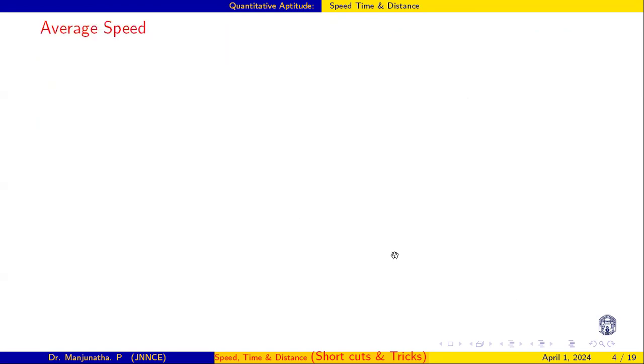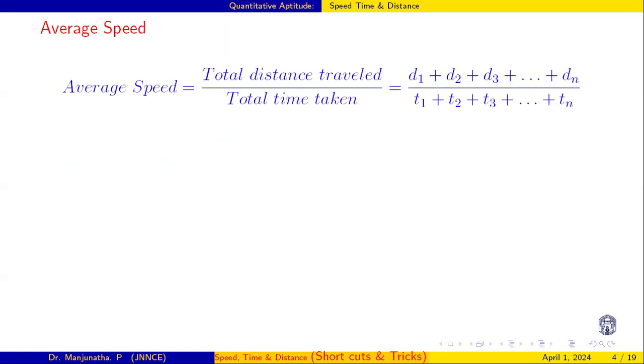For meter per second to kilometer per hour, whatever the value is, multiply it with 18 by 5. And next is the average speed. How do we calculate the average speed in different cases? Here, D1 is the distance traveled for a duration of time T1, and D2 is the distance traveled for a duration of time T2. Then the average speed is the ratio of the total distance traveled divided by the total time.